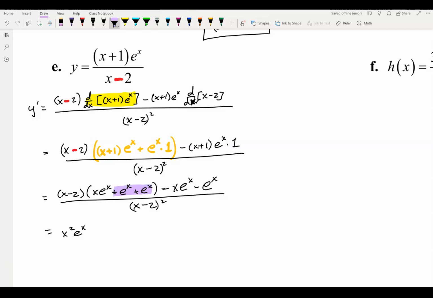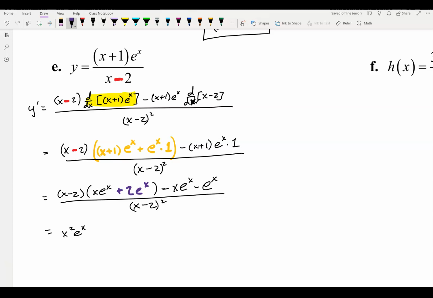e to the x plus e to the x gives me 2e to the x. So I'm just going to go ahead and do that right now in this step. I'll do it in purple so it stands out, and then that way we have two less multiplications that we need to do. So I'm just going to write plus 2e to the x there.